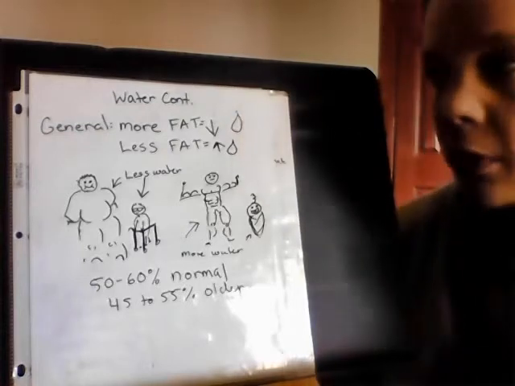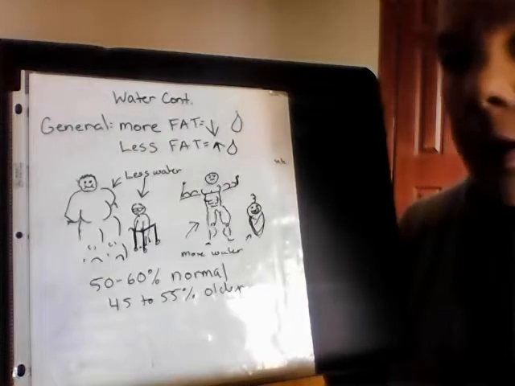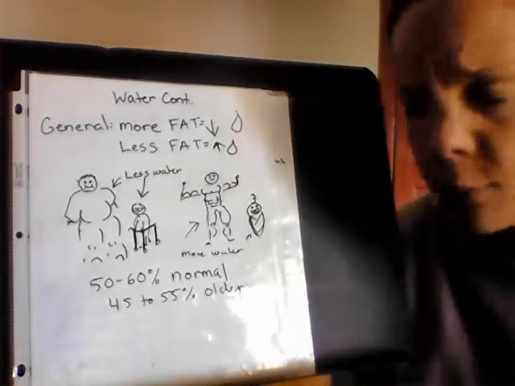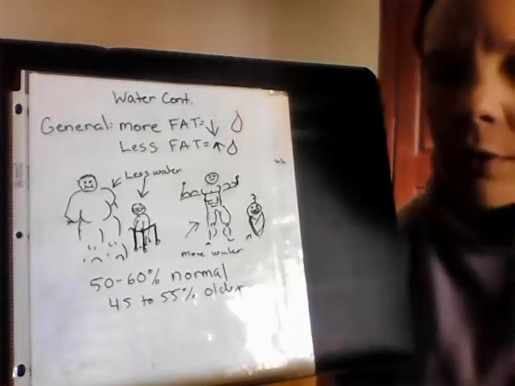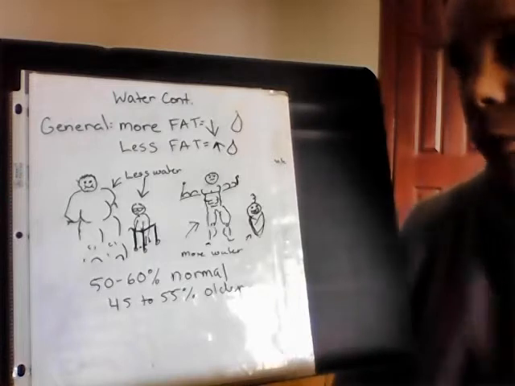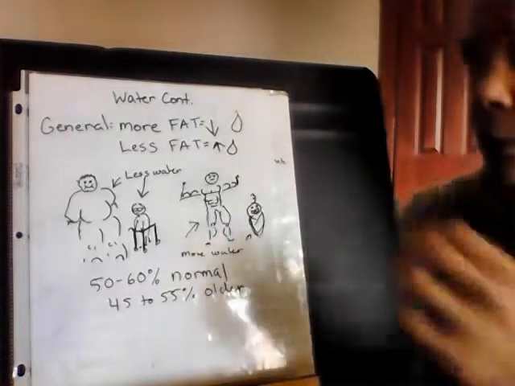Men in general have more lean muscle mass than women. Therefore, they have more water content than women do. So 50 to 60% of your body is made up of water. In the older populations, you might find that 45 to 55% of your body is made up of water. So this water is not just floating around randomly in your body.